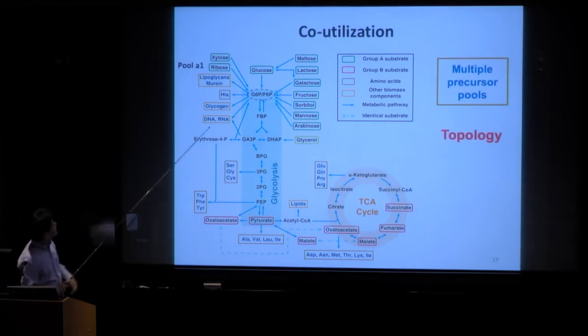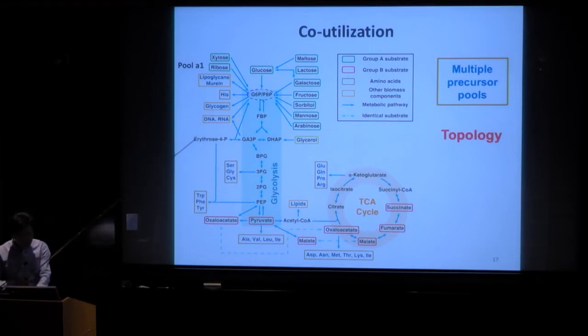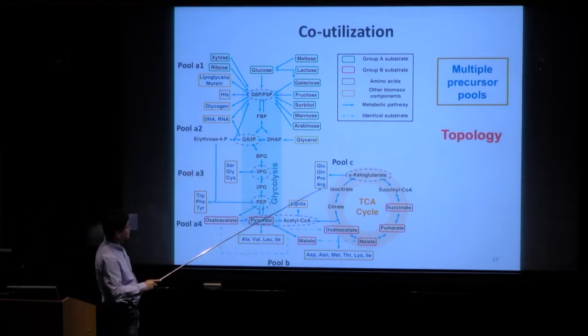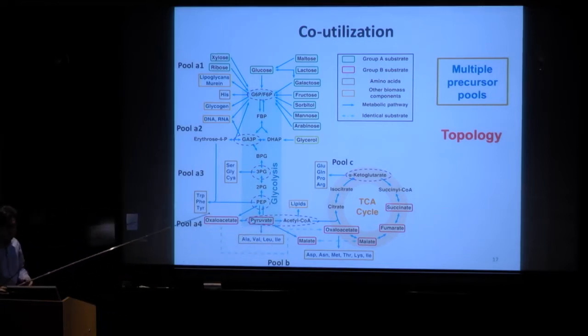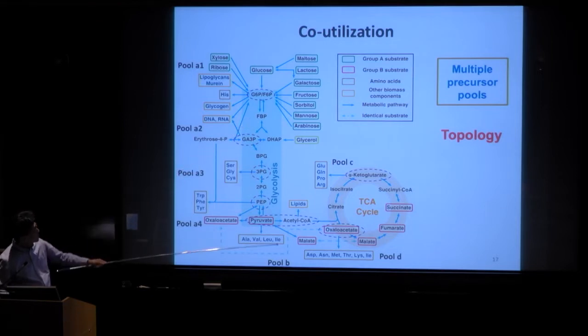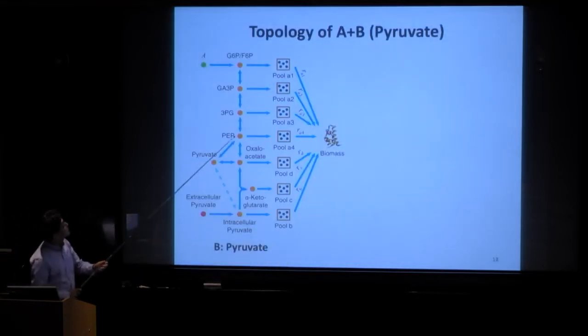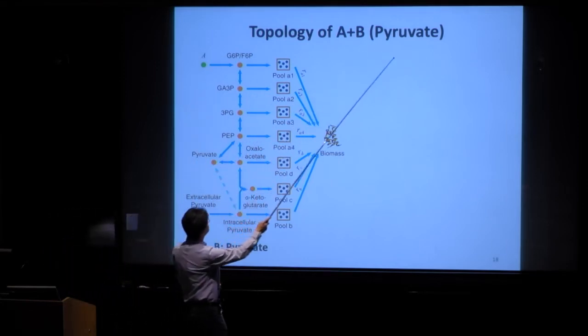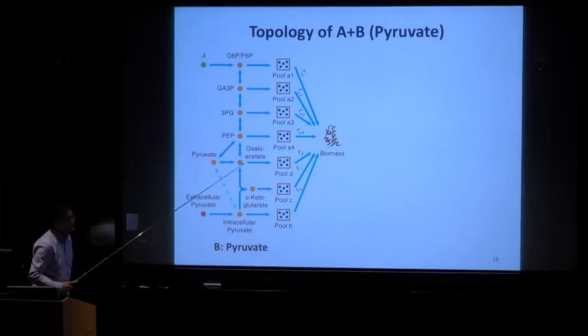Okay, and the metabolites entering the precursor pools from different points. As you can see, for example, these metabolites will make these amino acids, these metabolites will make lipids, and this one will make these amino acids. In this case, the topology is very different if we use one from A and one from B. So for example, if we use one A source and one B source, in this case a pyruvate, it's a little complicated, but the topology is like this.